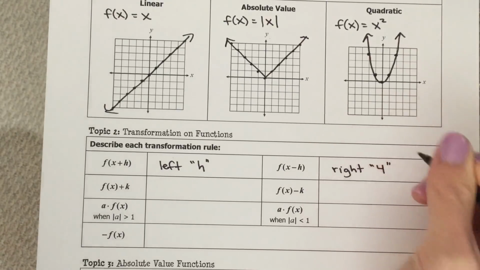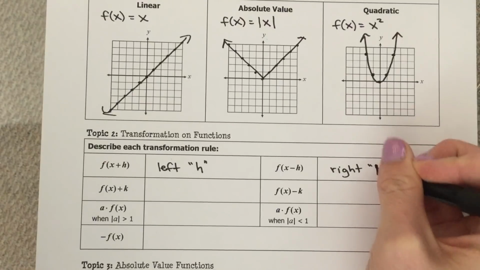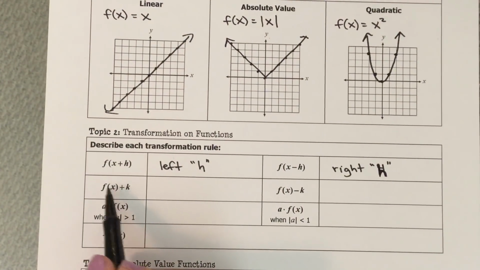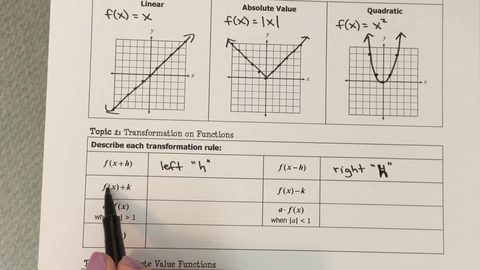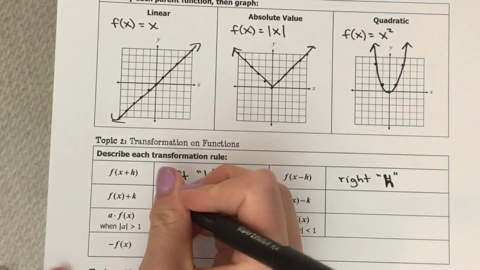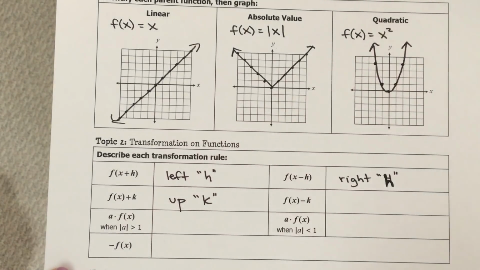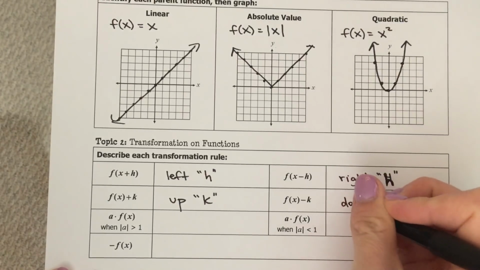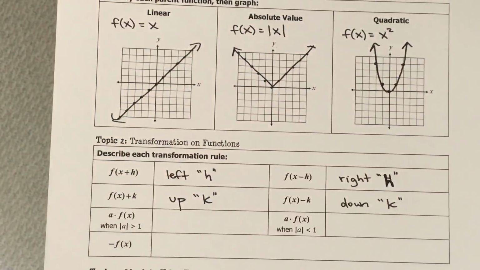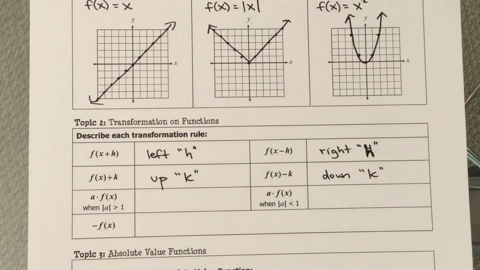3 units, 5 units, whatever it is. Oops, sorry, I said 4 in the last one. This should be an h. Sorry about that. This one, if the plus k is separate from the function, like it's outside the absolute value or outside the square, that is an up or down movement, and this one does not do the opposite. So when it's plus, it actually is up. When it is minus, it actually is down. So remember, h and k is a numerical value, so that's how many units you're moving in each direction.